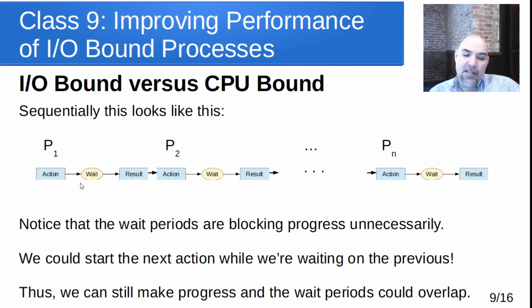And so the idea here is that we could still make progress while we're waiting by starting other actions and waiting for those. And if one finishes, then we can be done with that action. And that's as long as the results of this first one aren't critical for performing the next action. If that's the case, we still need to have some sort of precedence where one process comes before the other.